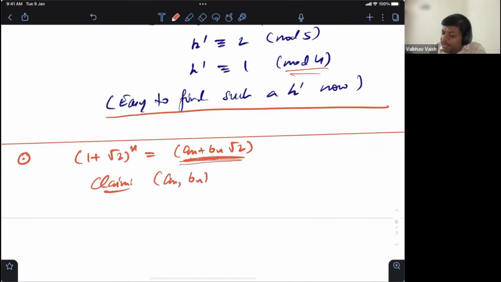the gcd of a_n and b_n is 1. It's not very hard, but does anyone want to propose how to do it? When you are given that something happens for all n, and you want to prove something for all n, where n is an integer, what is the first thing that comes to mind?